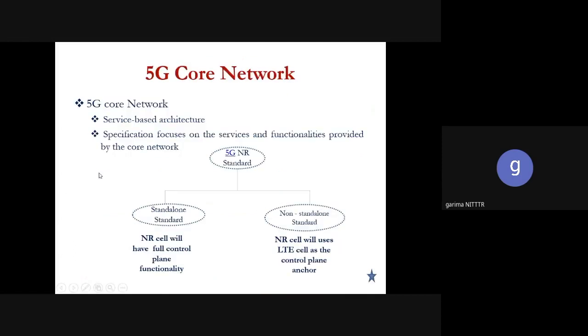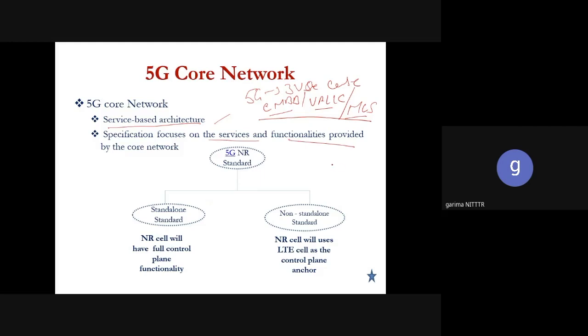So the 5G core network is considered to be a totally service-based architecture, because in 5G communication, as we have said, we have three use cases: eMBB, URLLC, and mission critical services. As per these use cases, your services are identified, and on the basis of services, your 5G core network is a service-based architecture. So the specification basically focuses on services and functionality which is provided by the core network.